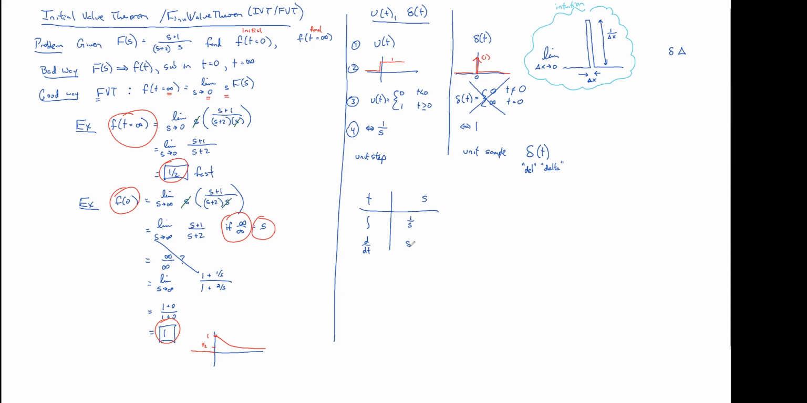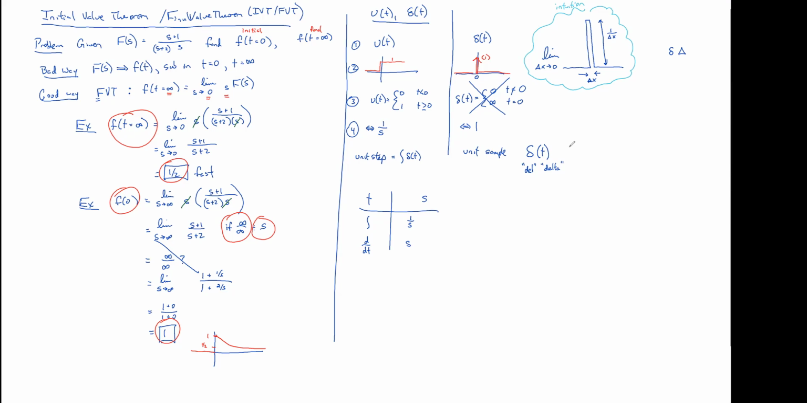How are unit step and unit sample related? They're also related by calculus. What can you do to this unit sample to make it into a unit step? If you integrate it from left to right, the area underneath this unit sample is 0, 0, 0, 0. And then at 0, all of a sudden it becomes 1, 1, 1, 1, 1. So the unit step is just the integral of the unit sample.